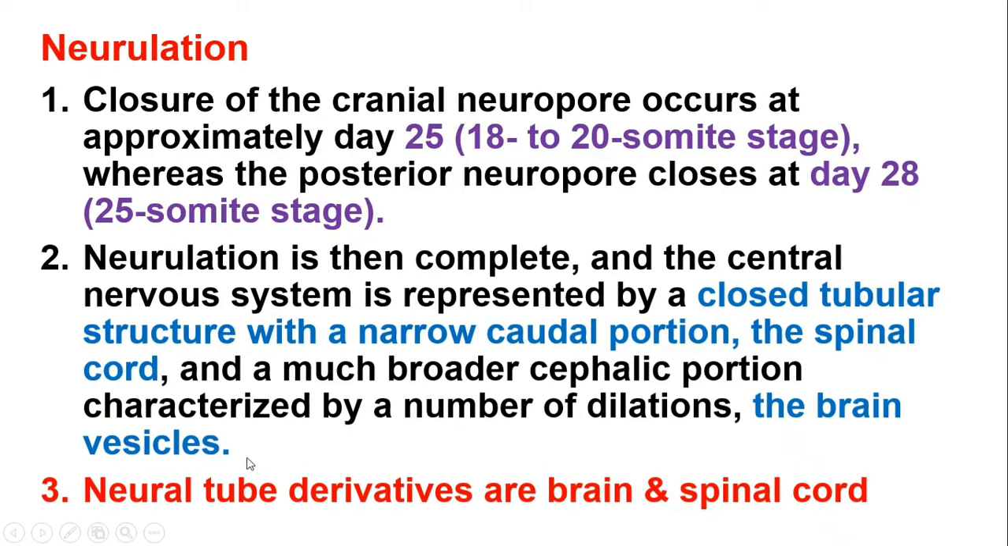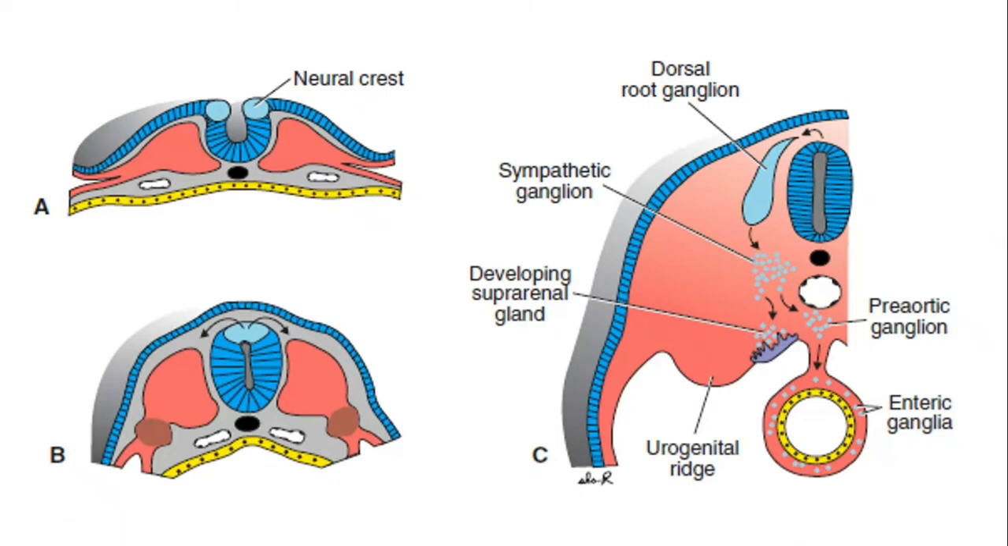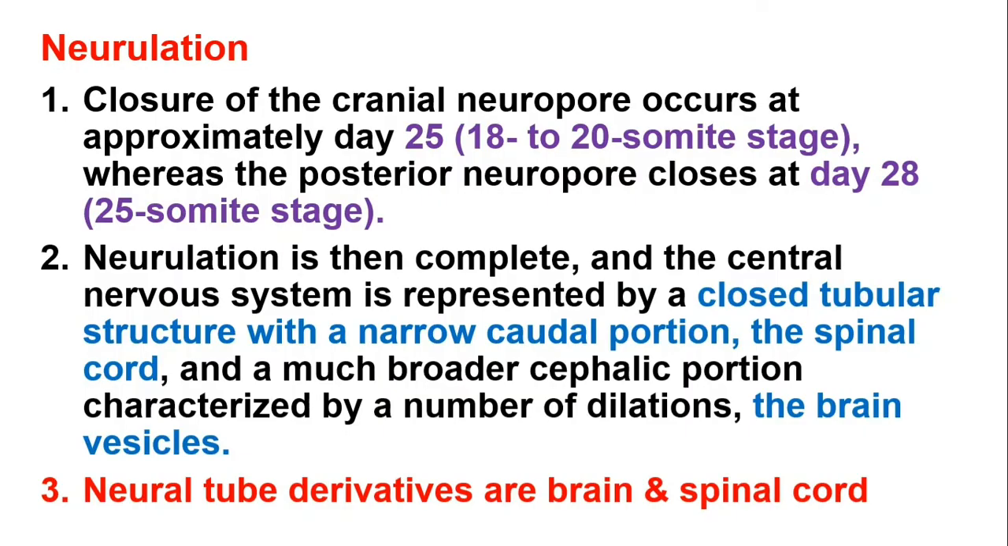After formation of the neural tube, the dilatation will occur and form parts of the brain. The caudal portion of the neural tube will form the spinal cord, while the upper portion forms the different parts of the brain.